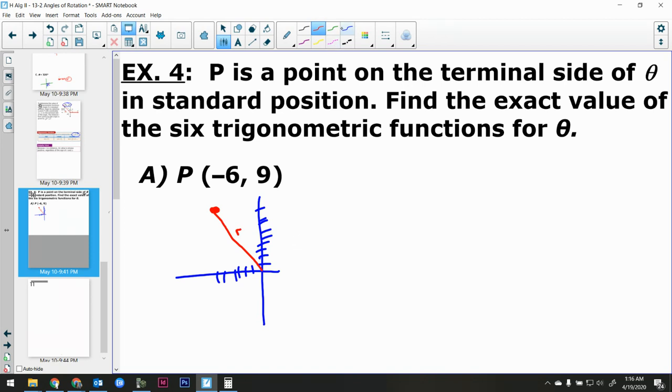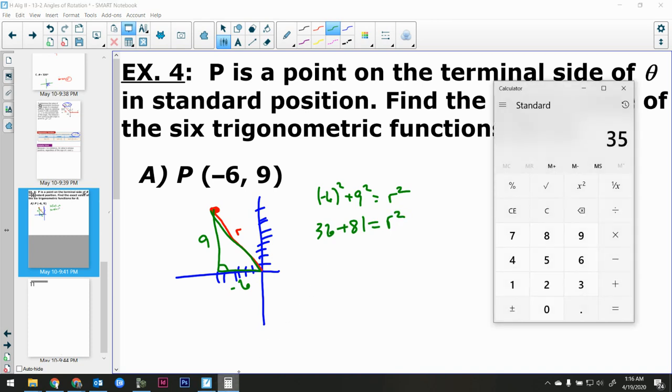Here's how to solve it. Set yourself up with a right triangle. What is this distance in here? -6. What is this distance here? 9. How do I find R? Pythagorean theorem. -6 squared plus 9 squared is equal to R squared. So 36 plus 81 is going to be my R squared. So what would that be? 117?